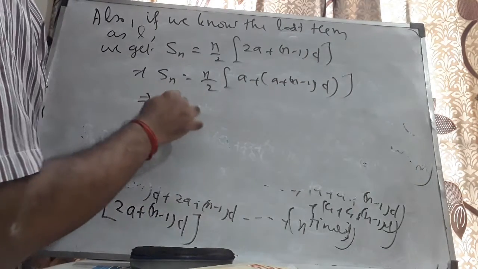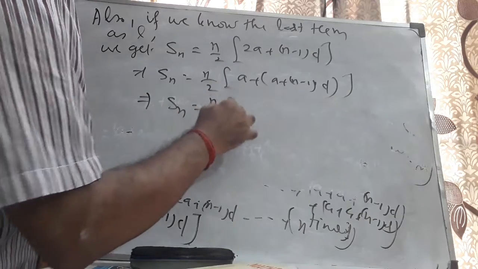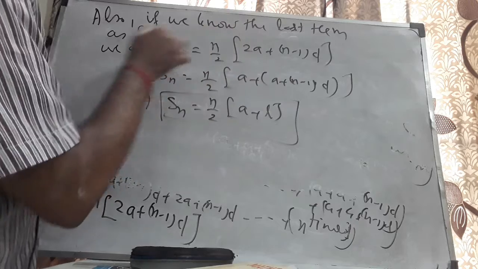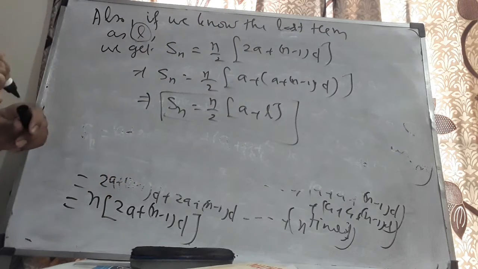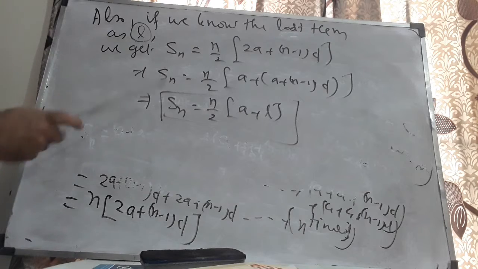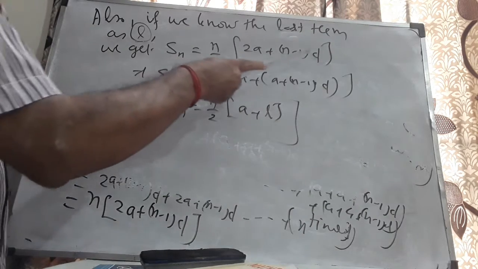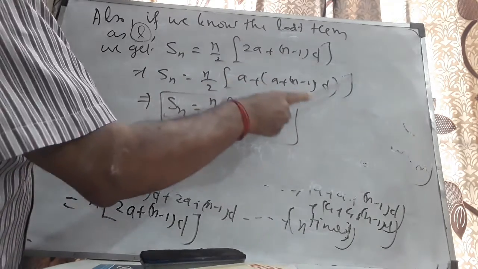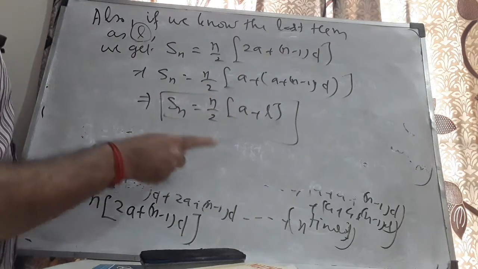This is known to us, I already told you. Therefore, this can be written as a plus l also. The last term is known to us as l. I repeat, if we know the last term is l, this a plus (n minus 1) d can be replaced with the respective value l.